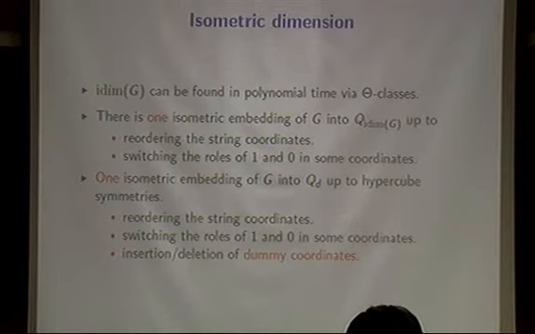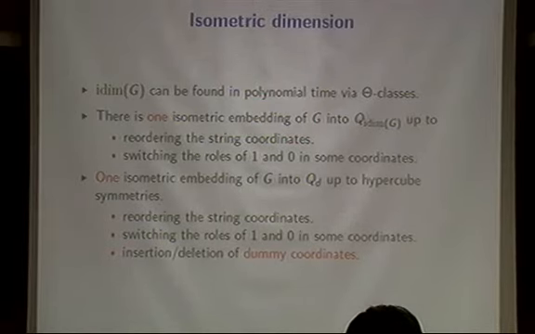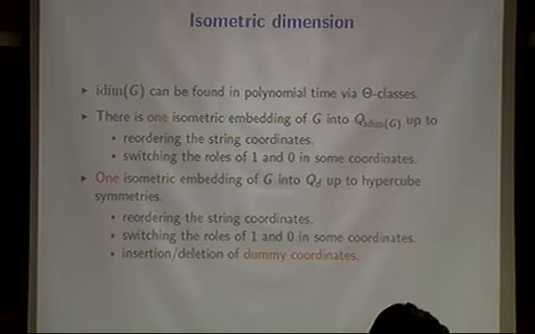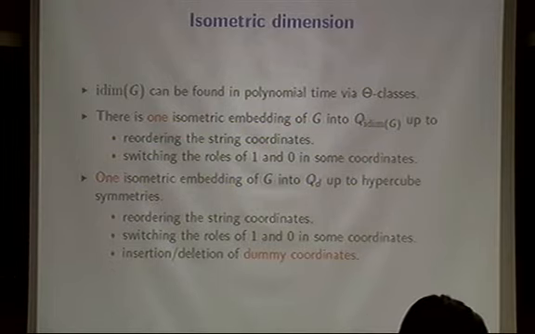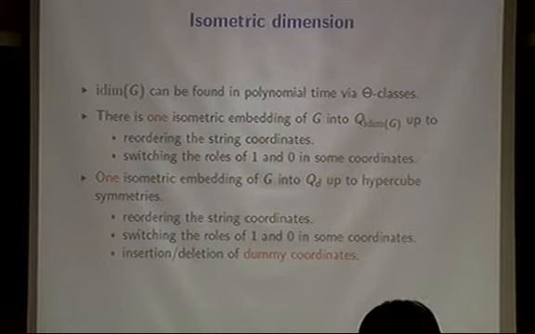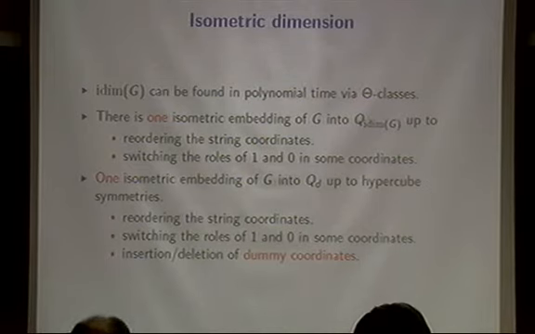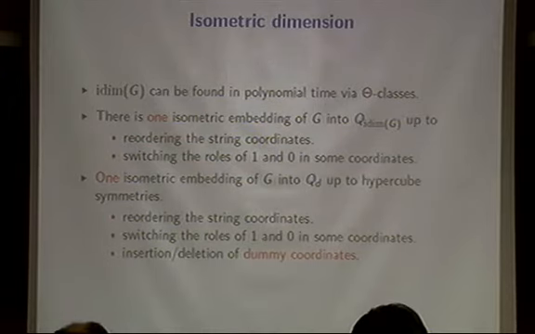So what is a dummy coordinate? That's a coordinate that always has value 0 or always has value 1 for all points. So it's a coordinate that is irrelevant. If you think geometrically what you can do is only use symmetries of the hypercube. So there is one embedding into the hypercube which is isometric up to isometries of the hypercube. Isometries are basically reflections of coordinates, which corresponds to switching the roles of 1s and 0s, and rotations that bring one coordinate over another coordinate.